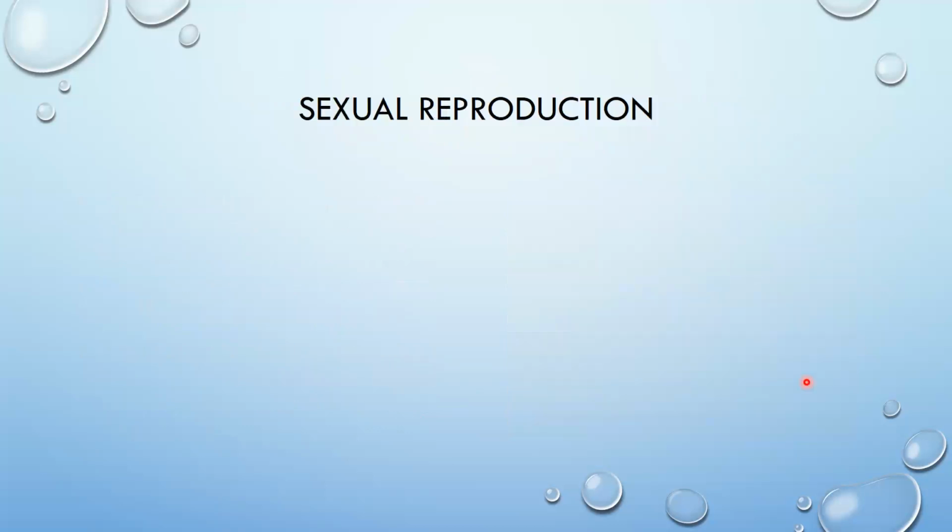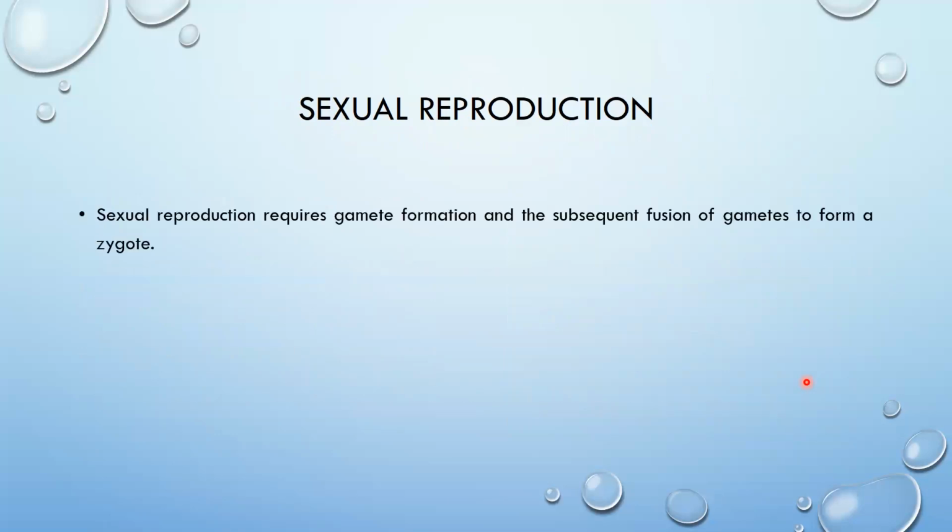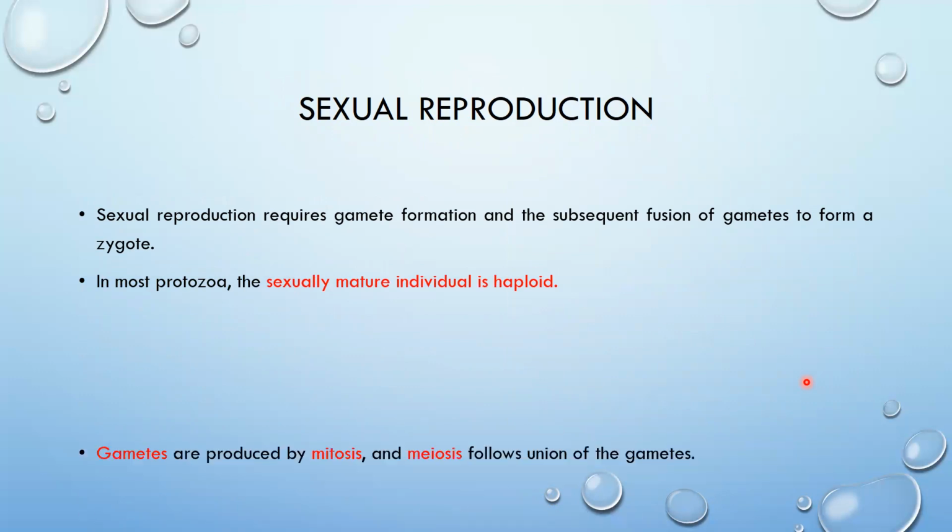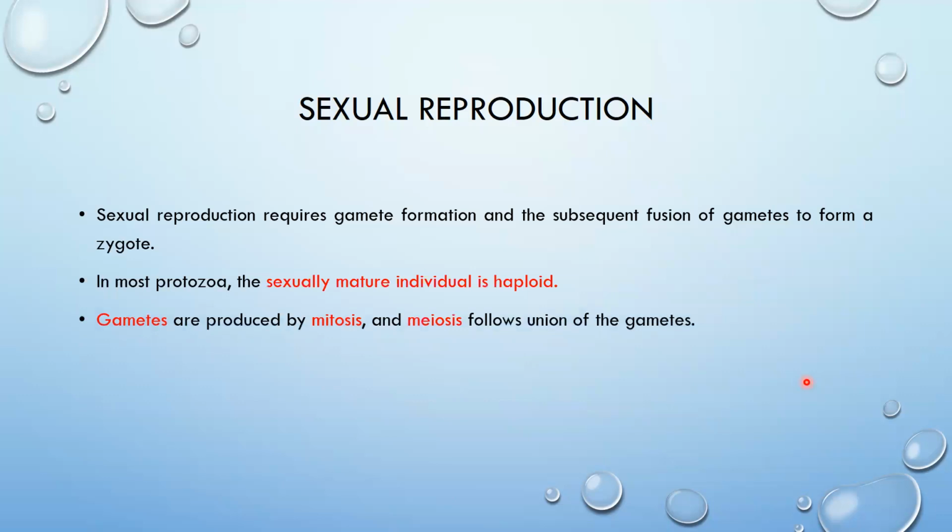Now we have sexual reproduction of protozoans. Sexual reproduction requires gamete formation, leading to the fusion of the gametes to form the zygote. Now, in most protozoans, the sexually mature individual is actually haploid, and the gametes are produced by the process of mitosis, and then meiosis follows the union of the gametes. So it means the sexually mature individuals are haploid, and if they are haploid, for sure their gametes are going to be produced by the process of mitosis.